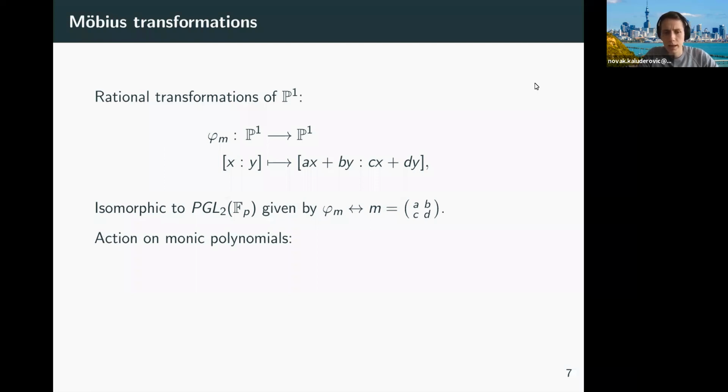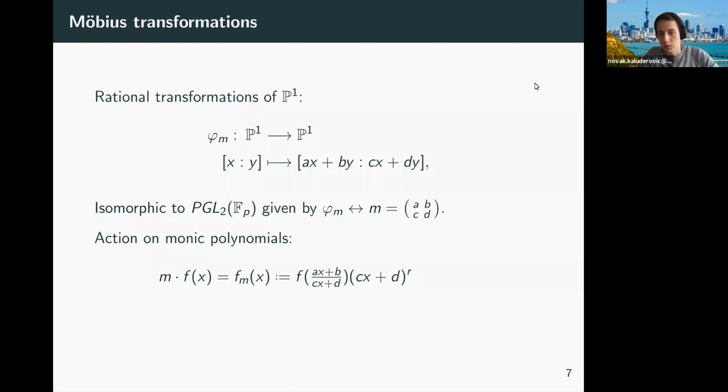So matrix M acts on the polynomial f by sending it to the polynomial f_M, which we define to be f evaluated at (ax + b) divided by (cx + d). There is a slight problem here because this is not a polynomial, it's a rational function. So in order to take care of that, we add the normalizing factor: we multiply everything by (cx + d) to the power r to get rid of the denominator.